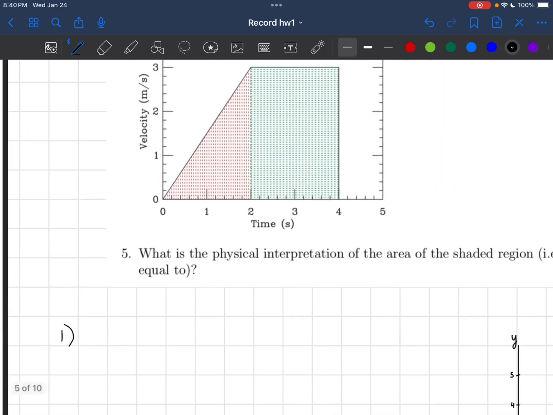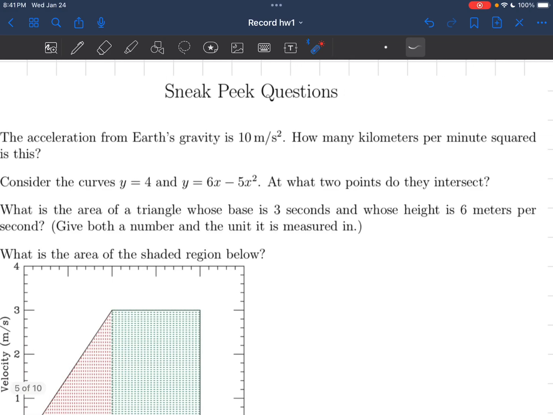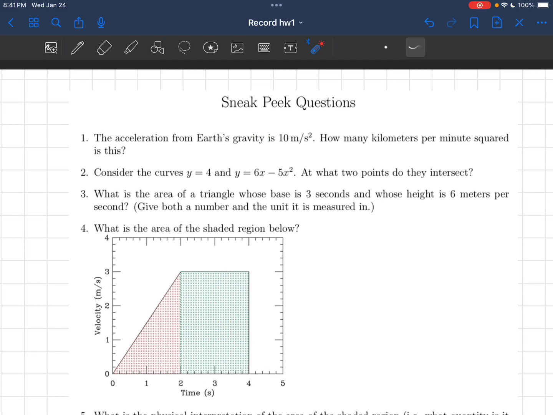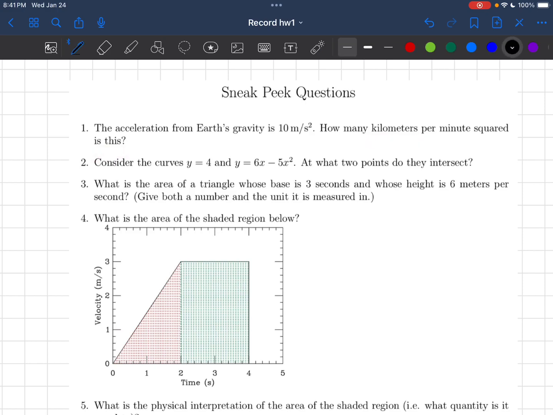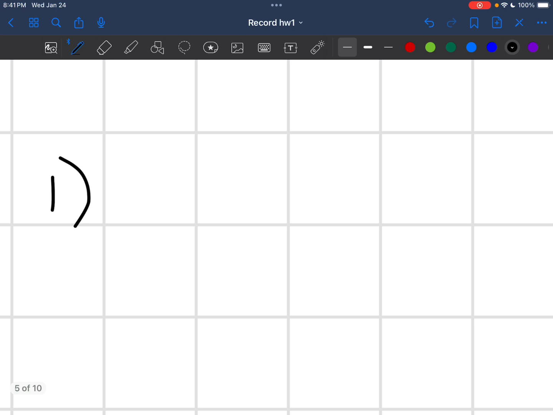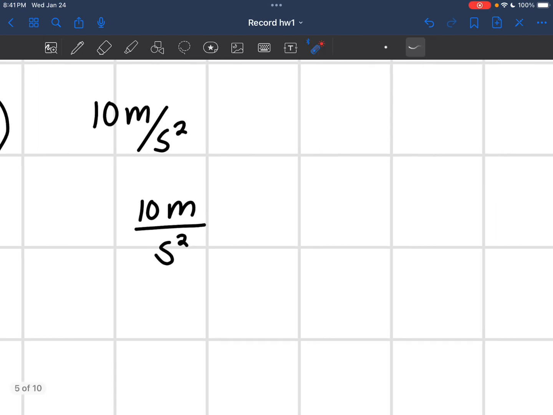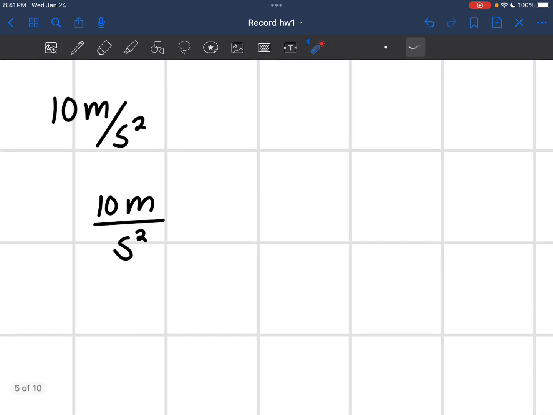Question 1, we're given the acceleration of gravity on Earth is 10 meters per second squared, and we want to convert that into kilometers per minute squared. All right. So I'm going to write, so I have 10 meters per second squared. I'm going to write that in a special way. So my numerator units, which is my meter, and then I divide by my denominator units. I have meters in the numerator per second squared.